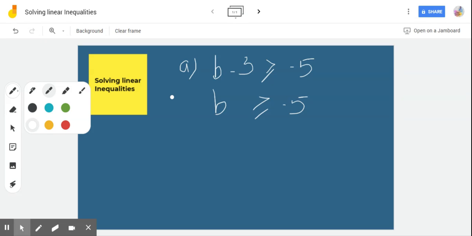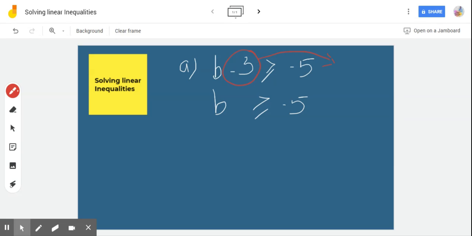Then bring the negative 3 to the right. If you bring the negative 3, it means plus 3. So now b is more than or equal to negative 5 plus 3, which is negative 2.